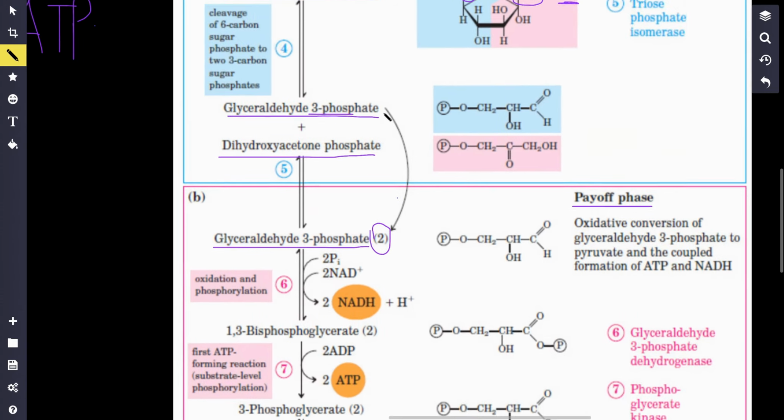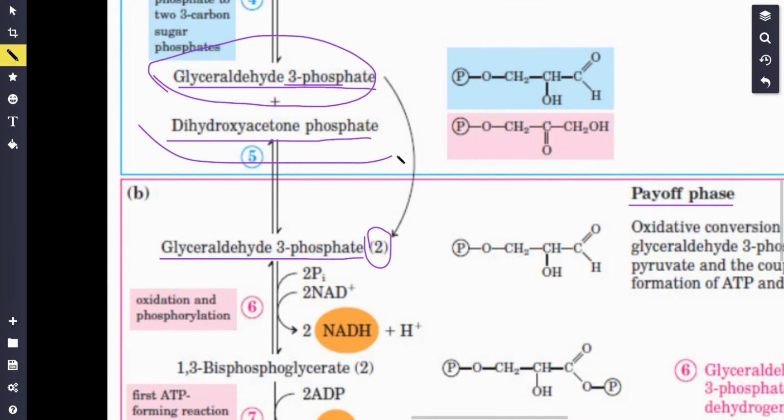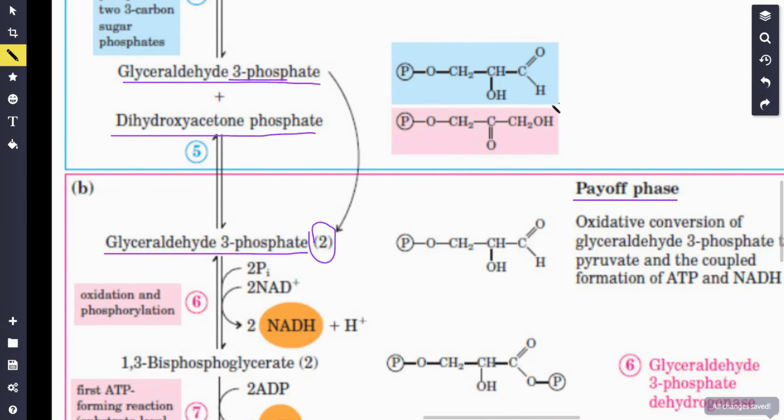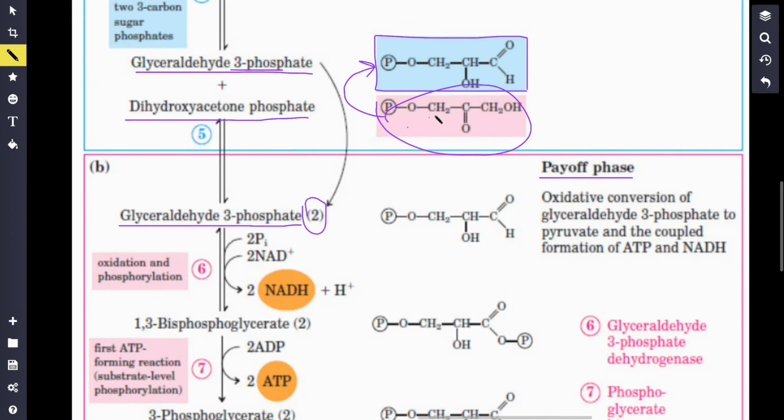How does that work? Well, we already have 1 glyceraldehyde 3-phosphate, and we're somehow turning both of these into 2 glyceraldehyde 3-phosphates. How do we do this? This is glyceraldehyde 3-phosphate right over here. And this is the other thing that we want to turn into this, right? We want to turn somehow the pink thing into the blue thing. How do we do this?